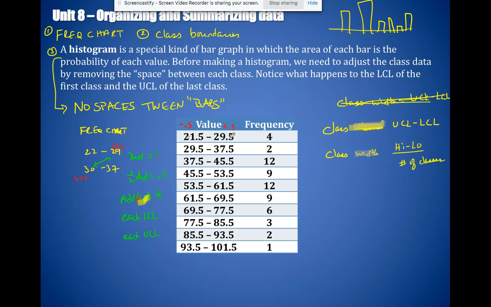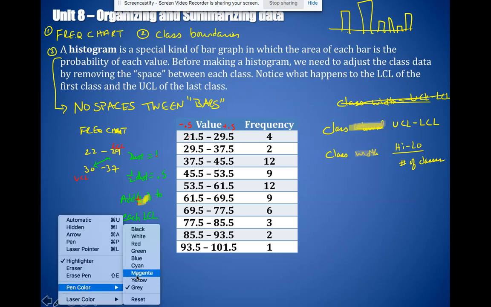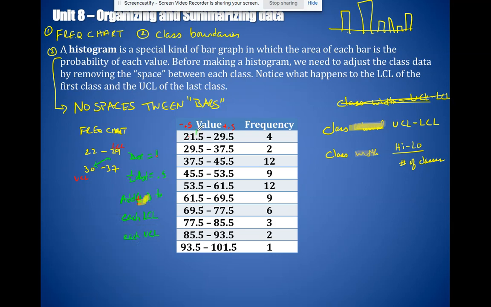What is 29.5 minus 21.5? Hey, when you create your class boundaries, if you subtract that, you will get your class width, right? Not your interval.